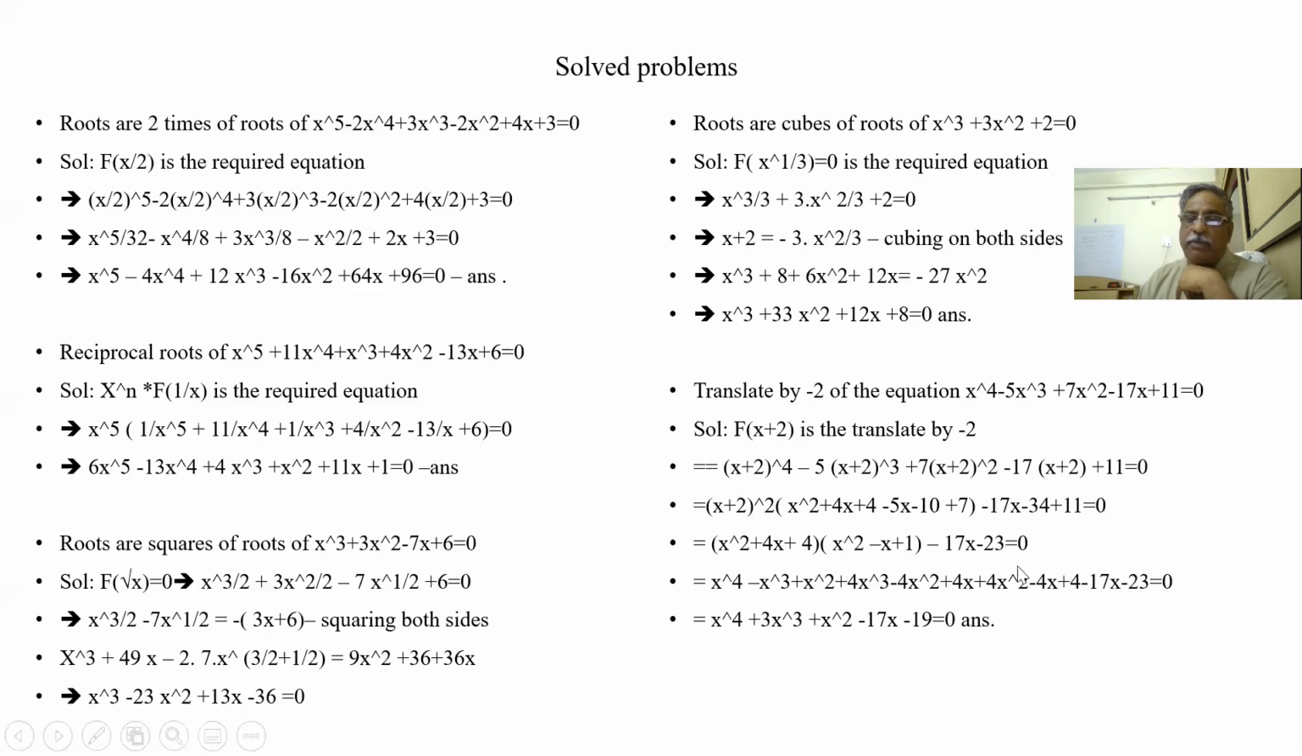This is a slightly cumbersome process. I have to do the fourth power and the cube, then I have to rearrange the terms. So there is an easy method suggested for such things. When you translate by 2, we divide repeatedly by 2.